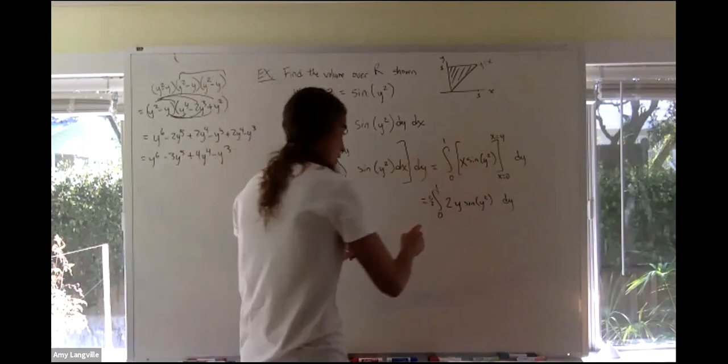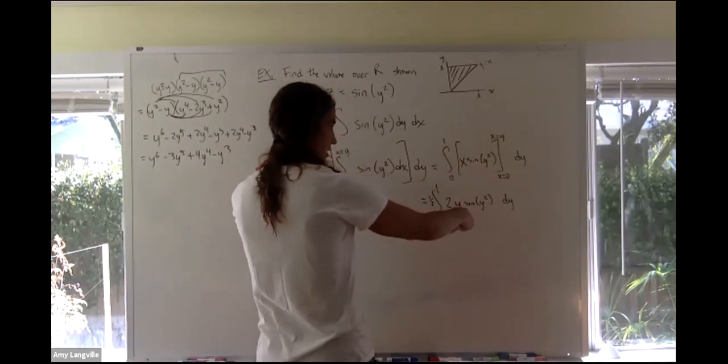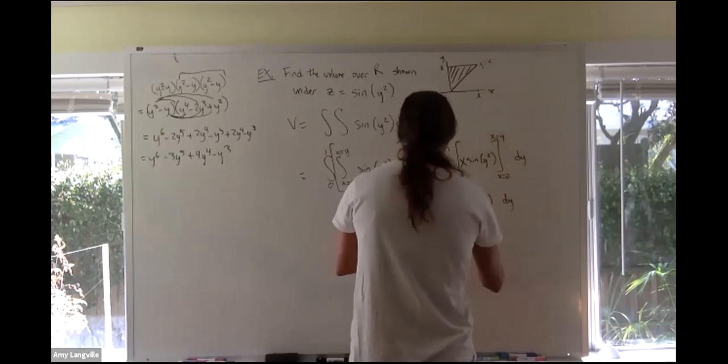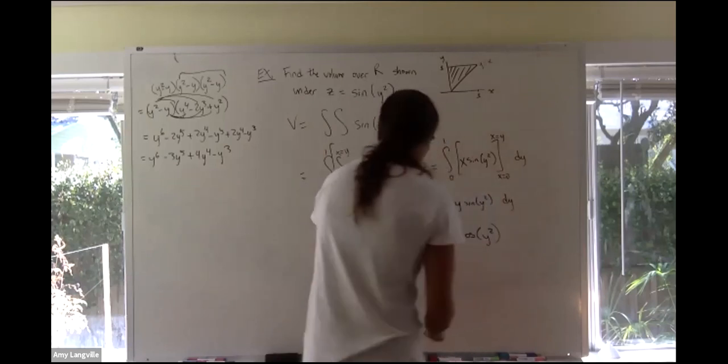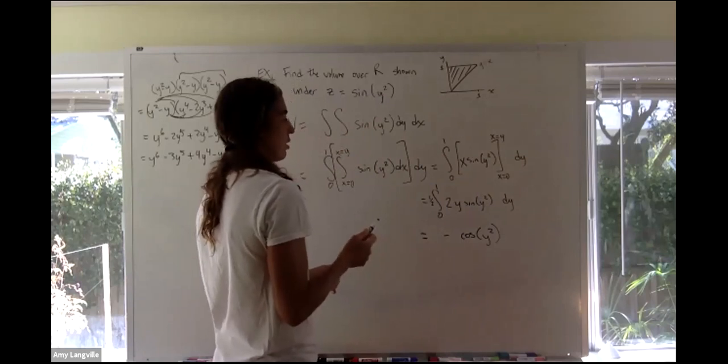And then you just integrate. The antiderivative of sine is what? Is that minus cosine? Or yeah, I think it's minus cosine, right? Because the derivative of that would be, yeah, that's it.